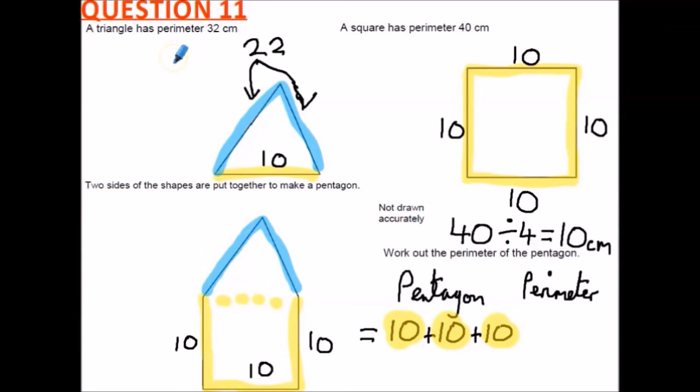Now, like I said before, the total perimeter of the triangle is 32. If the bottom side of it's 10, the other two sides combined at the top here must be the other 22, because 10 plus 22 gives us the full 32. So 10 plus 10 plus 10 plus 22 from the top two sides of the triangle, and 10 plus 10 plus 10 is 30. 30 plus 22 is 52. So the total perimeter of that pentagon is 52 centimetres.